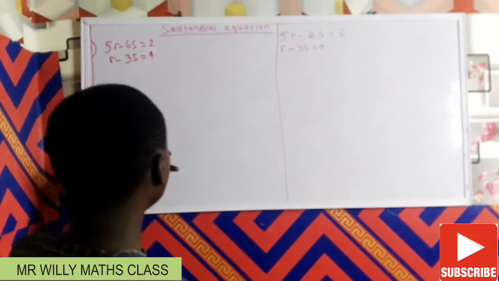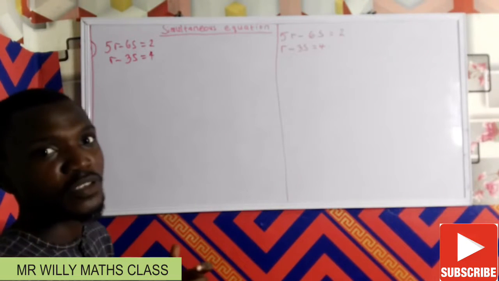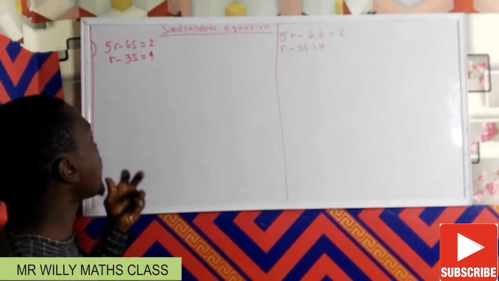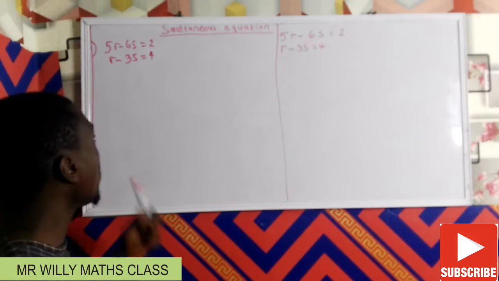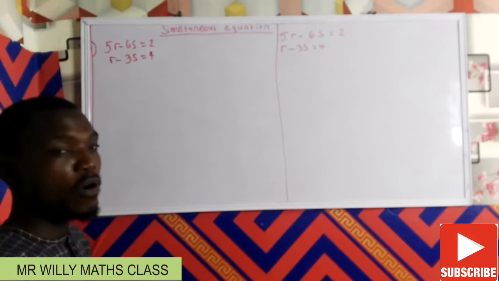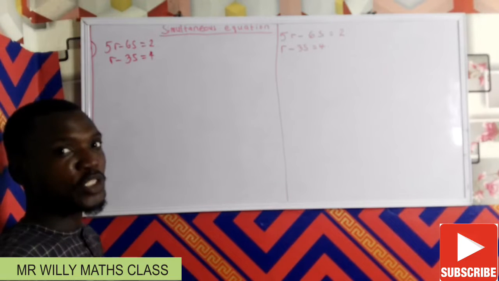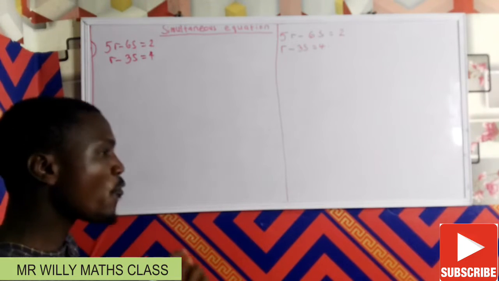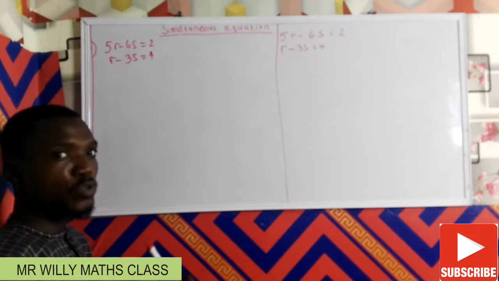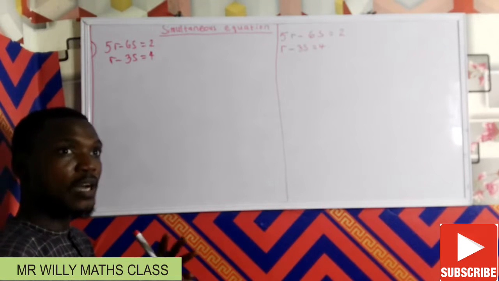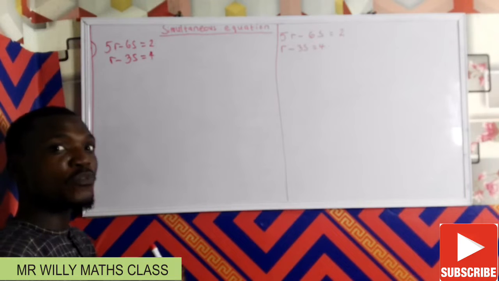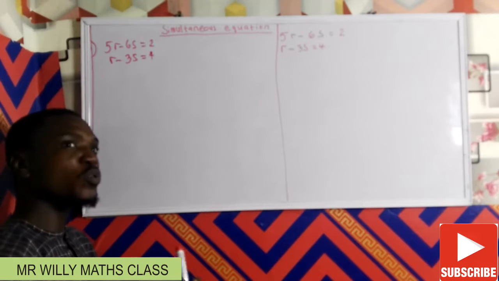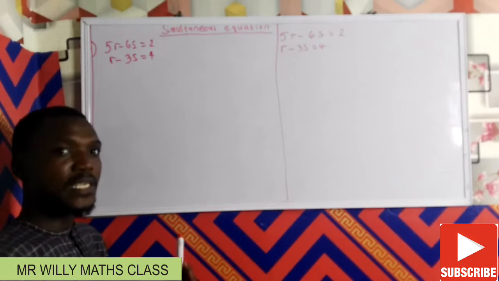Now, if you look at the question on the board, we're having a simultaneous equation. We're having 5r minus 6s equals to 2, r minus 3s equals to 4. For this question, I'll be picking the elimination method first. Now, when it comes to elimination method, you have to get rid of one of the unknowns. Then you solve for the value of the unknown that is left. After you have the value for the unknown that is left, you now go back to the unknown that you threw away in the first place, then solve for it.